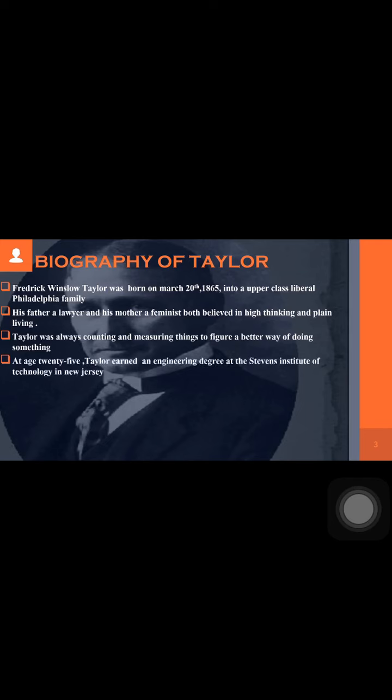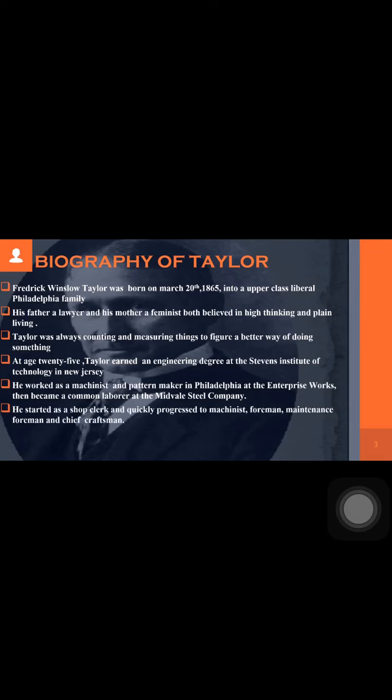At age 25, Taylor earned an engineering degree at the Stevens Institute of Technology in New Jersey. He worked as a machinist and pattern maker in Philadelphia at the Enterprise Works, then became a common laborer at the Midvale Steel Company. This is where his interest in scientific management came into play. He started as a job clerk there and quickly progressed to machinist, foreman, maintenance foreman, and chief craftsman. Within 6 years, he advanced to research director and then chief engineer.